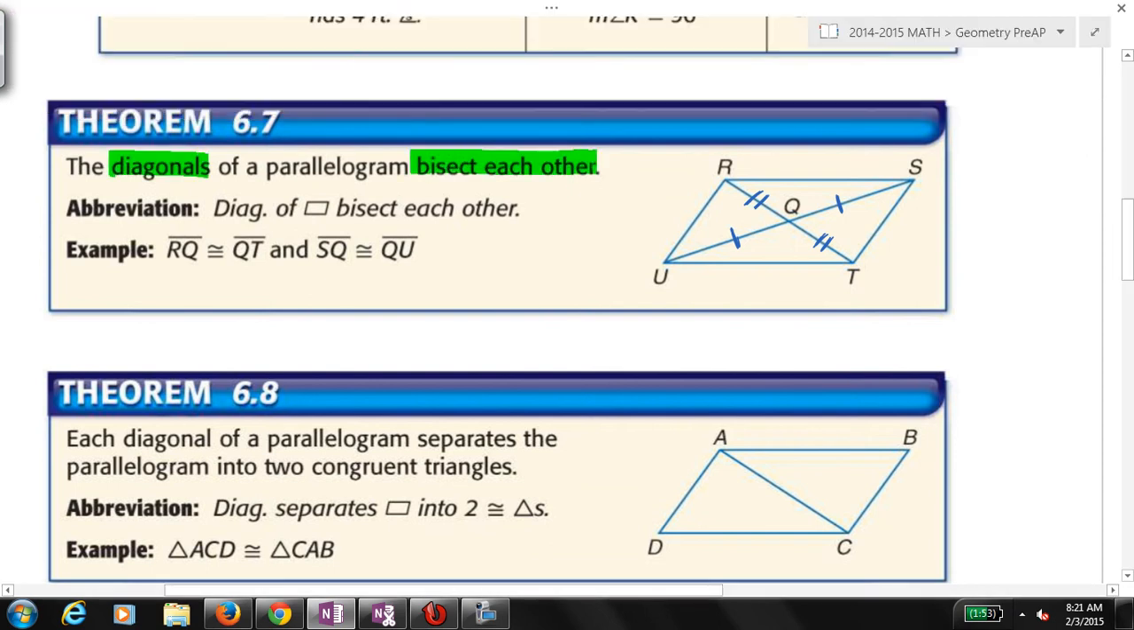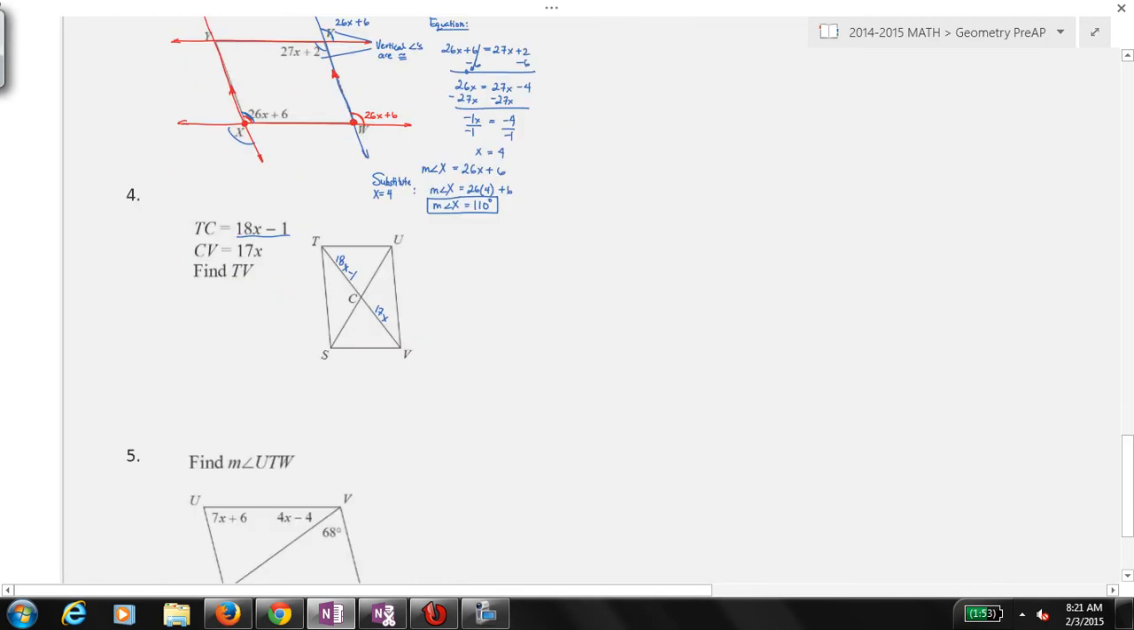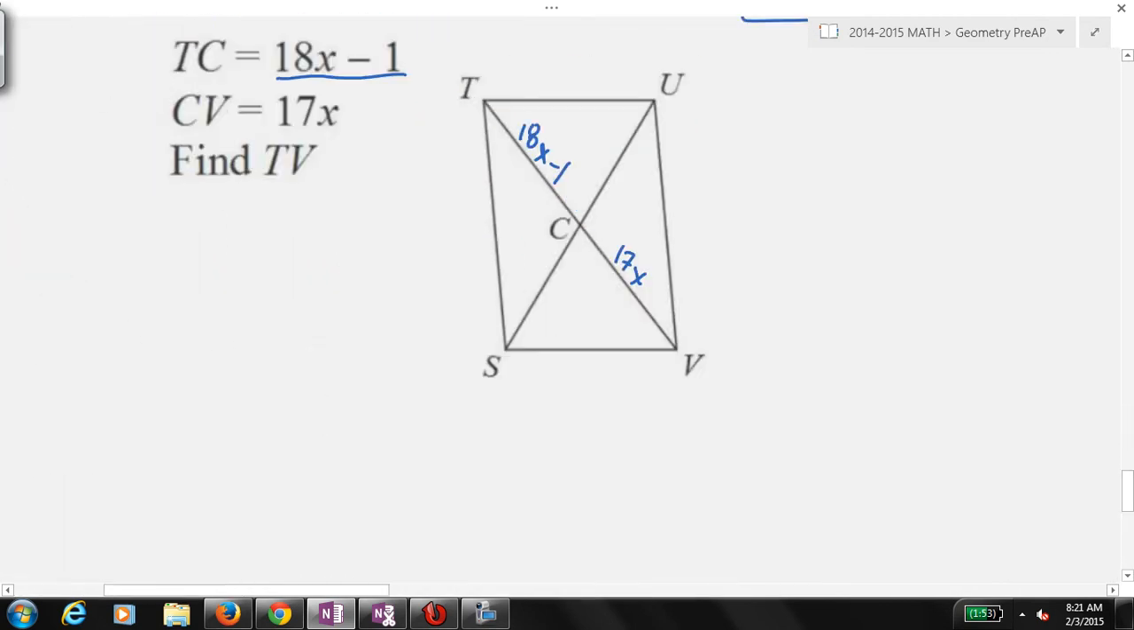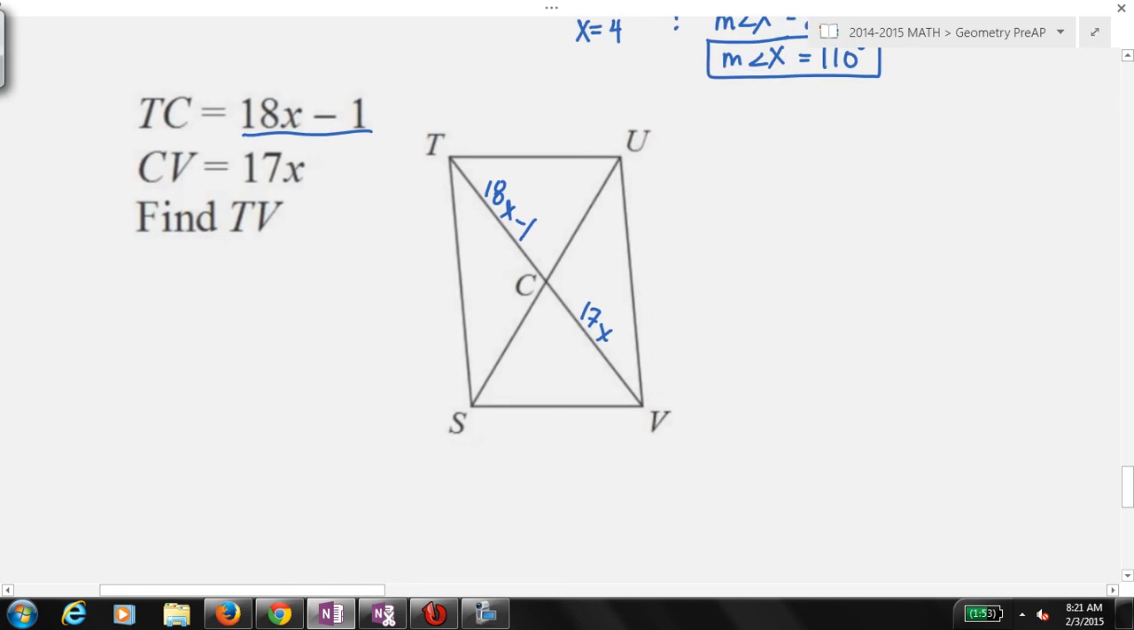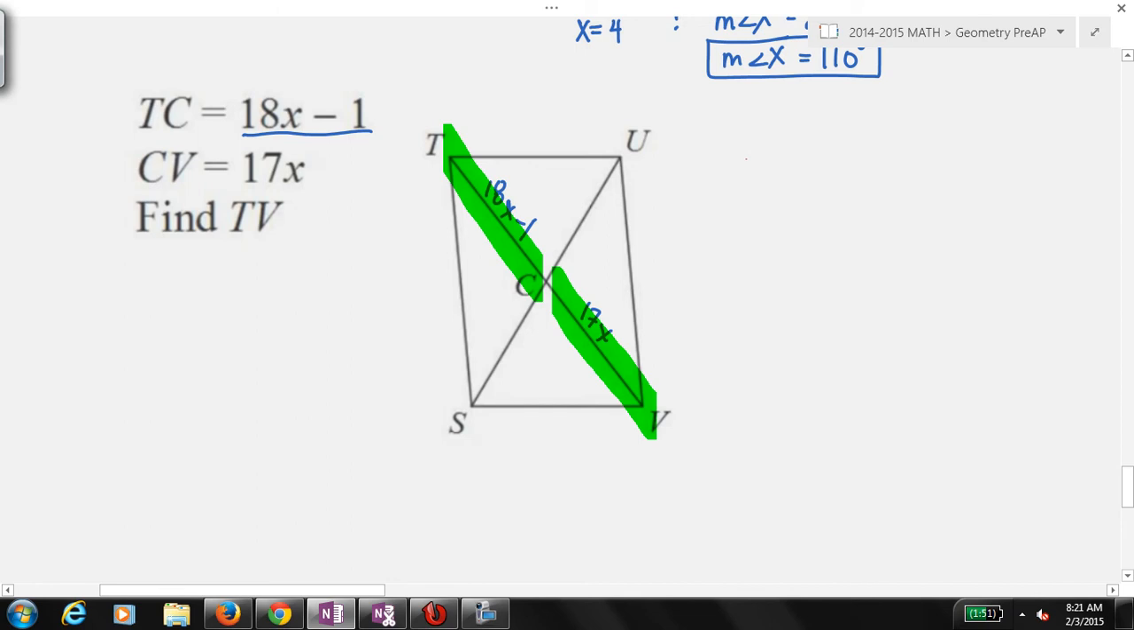Alright, so let's just highlight, I guess, that one. Diagonals bisect each other. There's the abbreviation and there's the picture. Alright, let's jump back to the example then. Now that we know that the diagonals are going to bisect each other, that means that this piece right here from T to C should be the same thing as this one right here. So I'm going to go ahead and write that in.